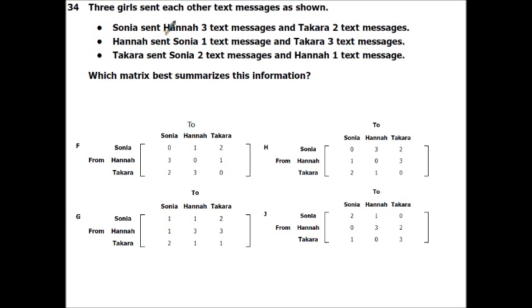So just check it out. Sonia sent Hannah 3, so I'm looking for, well, obviously she's not going to send herself any. So this says she sent Hannah 1, so that can't be right. So she doesn't send herself any, sends Hannah 3, Takira 2, so that one's good. That one can't be right, and this one can't be right. So this one is the only one that was right for the first one. But we can check out the next one. So Hannah sent Sonia 1 and Takira 3. So Sonia 1, Takira 3, and Takira sent Sonia 2 and Hannah 1. So Sonia 2, Hannah 1. So there you go.